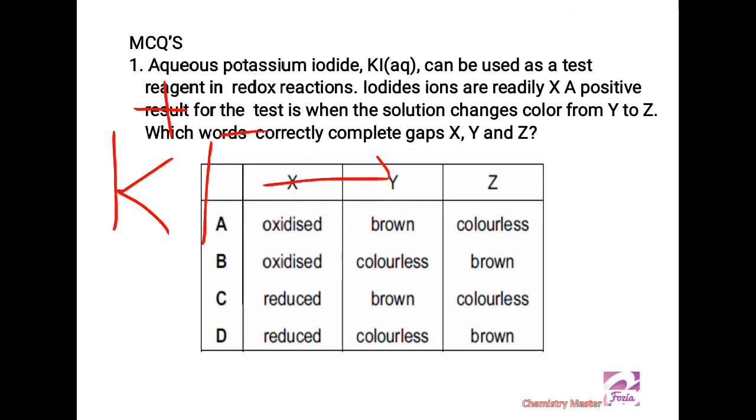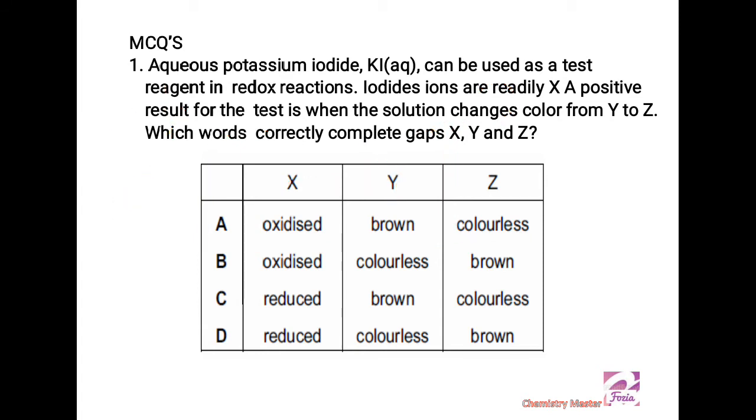It must be changing to iodine, in which the oxidation state is 0. So when the charge changes from negative to 0, it means it is the loss of electron, and the loss of electron is called oxidation. So options C and D seem to be wrong. So we go further. What's ahead?